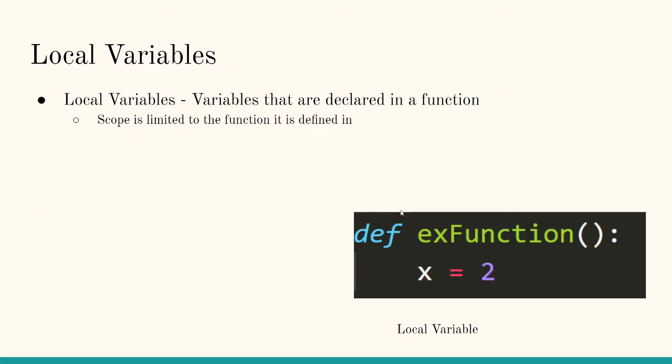And the second type of variable are local variables. So local variables are variables that are declared in a function. For these local variables, the scope is limited to only the function that it was defined in. So right here we have an example function, x function, and then we have declared a variable x. So for this, x could only be used in x function.